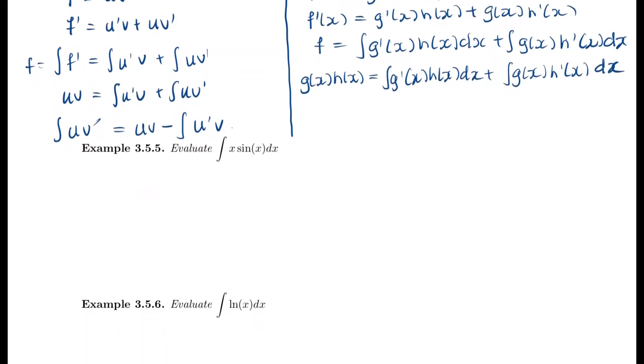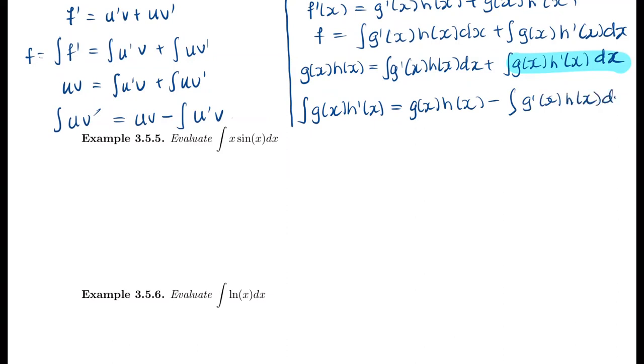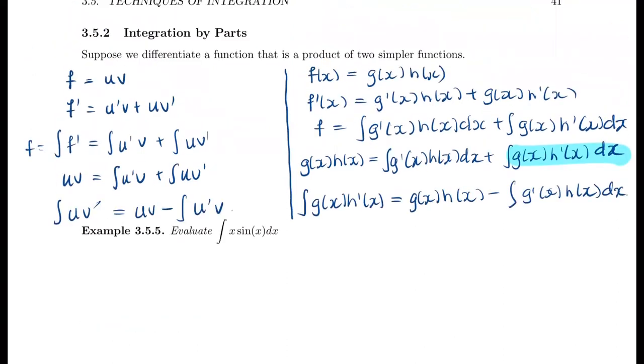So we want this side. That means the integral of g of x h prime of x is equal to g of x h of x minus the integral of g prime of x h of x dx. So that is integration by parts in a nutshell. So let's try to evaluate some.